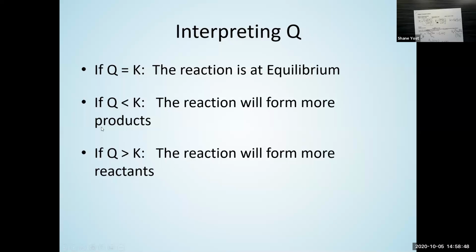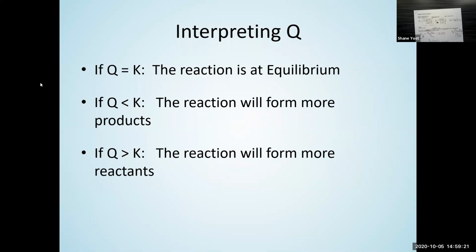And again, we can think about this: when you're comparing Q with K, the numerator is the products, the denominator is the reactants. So when Q is less than K, that means I have too much stuff in the denominator and not enough in the numerator. So if my reaction is going to reach equilibrium, it has to make more products in order to increase the size of the numerator, to make Q a larger number.